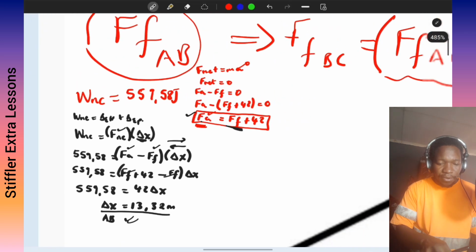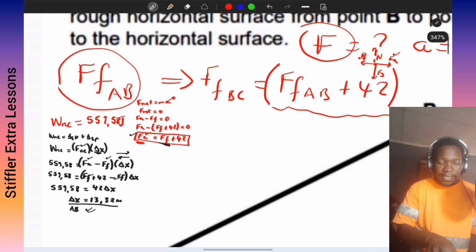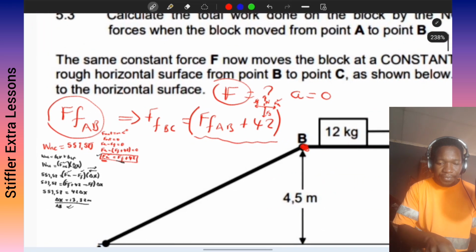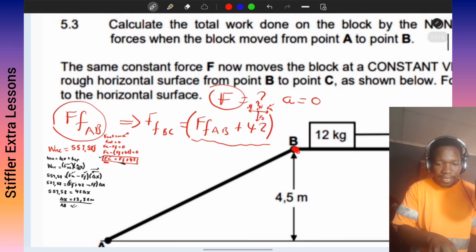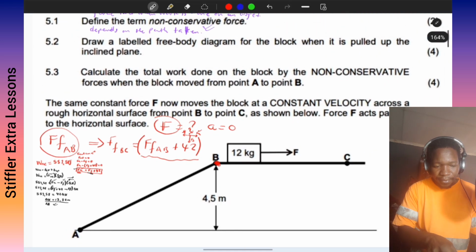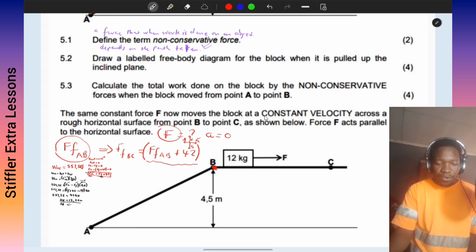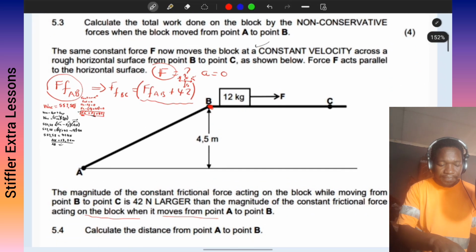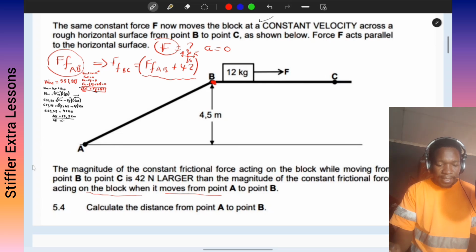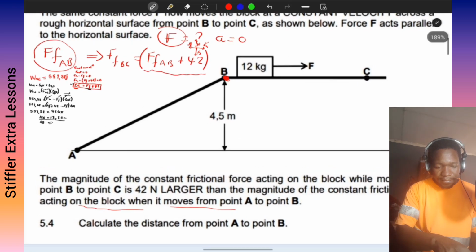The only thing that you can take from me is to know all your formulas. Each and every statement that you are given makes sense; there is sense that you can get from it. The same constant force F moves the block at constant velocity. So always remember that. What does constant velocity mean? So that you can calculate whatever you are trying to calculate. And you were also told that the force was 42 times larger than the magnitude of the frictional force before, so you also need to make sense of that.